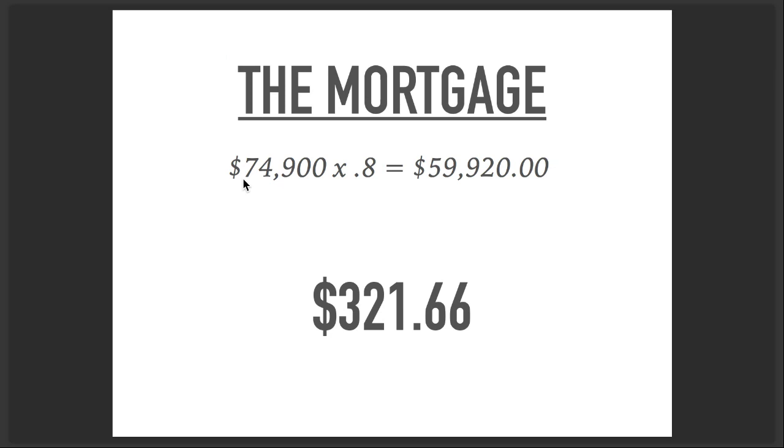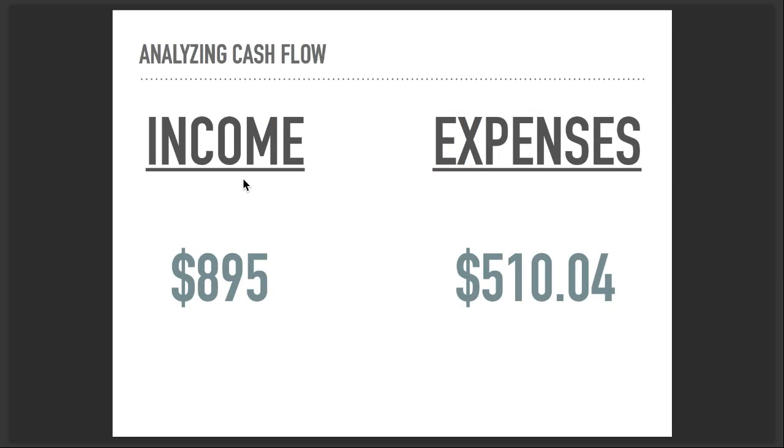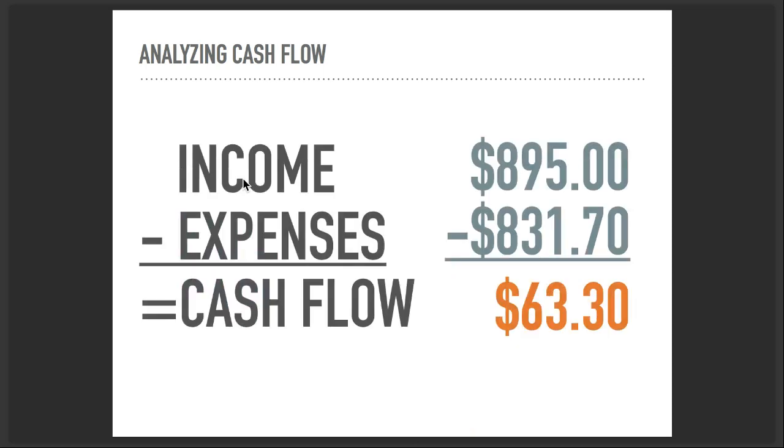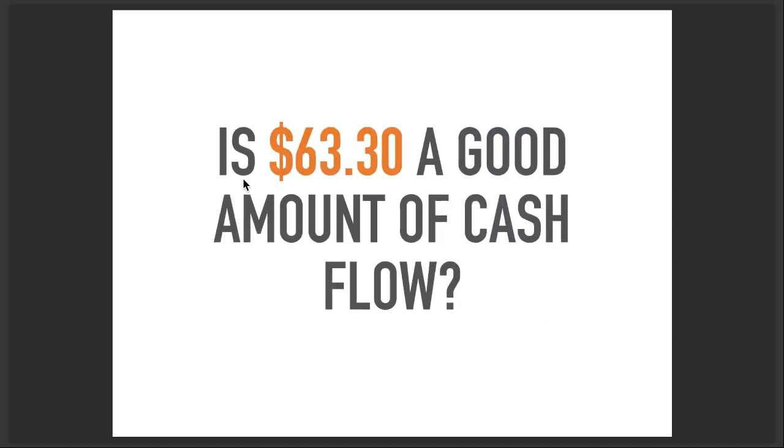$321 per month. All right, so let's go ahead and add that in. We've got our income of $895, we've got our expenses of $510 plus $321, and we're looking at total expenses of $831 a month and 70 cents. So if I go back to our original formula, $895 minus $831 gives us cash flow of $63 per month. Now, let's re-ask that question. Do we think that's a good deal? Is $63.30 a good amount of cash flow?